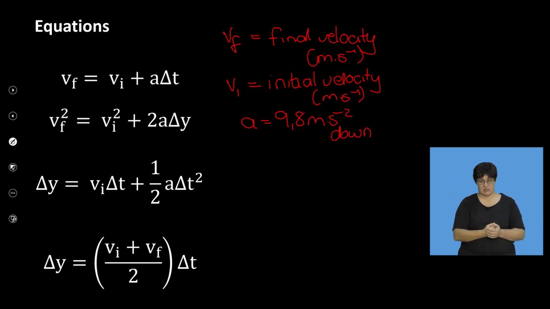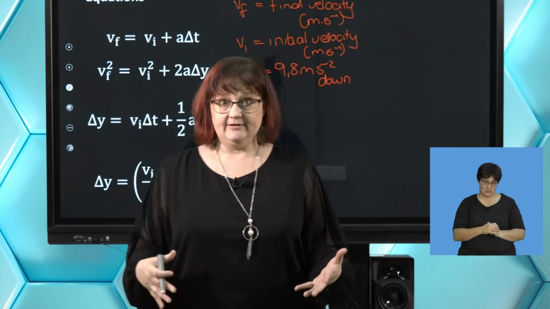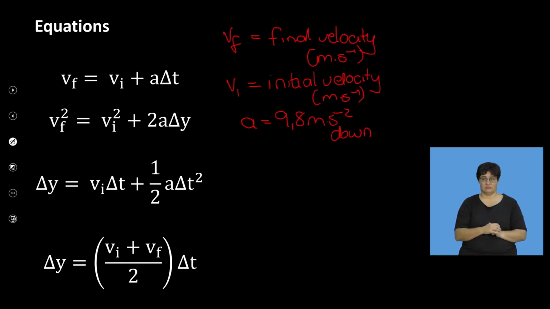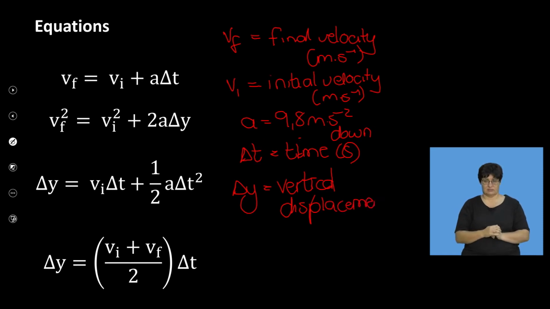I'm putting a direction in it because whether it's positive or negative depends on the question, depends on our sign convention. Delta t is time, measured in seconds. Delta y is vertical displacement. We'll just call it displacement after this, but I'm just trying to remind you that it's vertical.